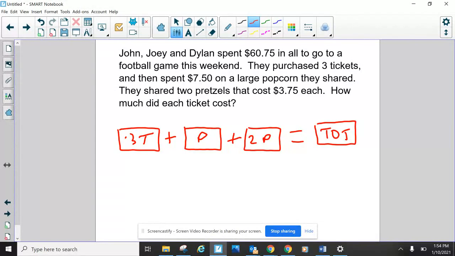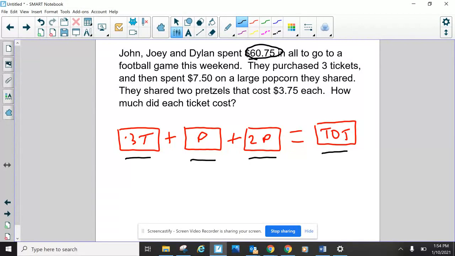Okay, so I set this problem up with our flow chart, and the first thing I notice is that we have 3 tickets, right? That's going to be part of the cost. They purchased a popcorn, which they shared, and then they purchased 2 pretzels. And the total of that we saw from the beginning is $60.75.